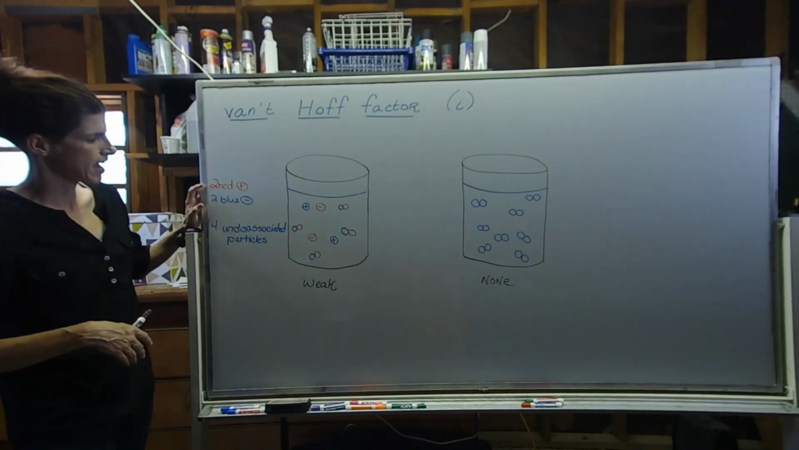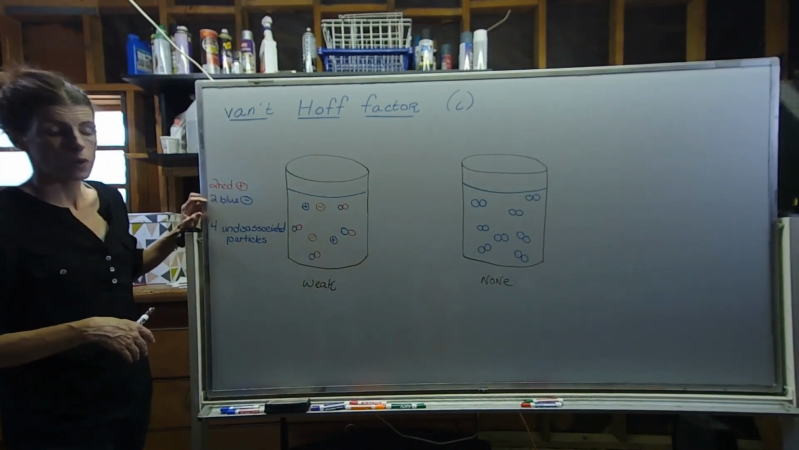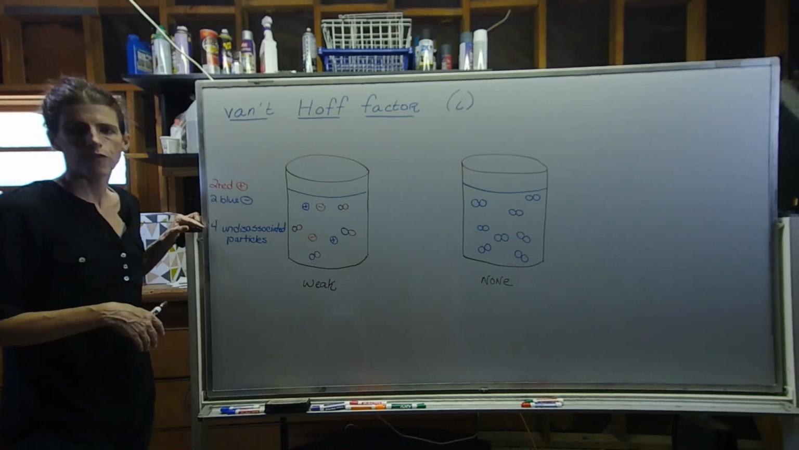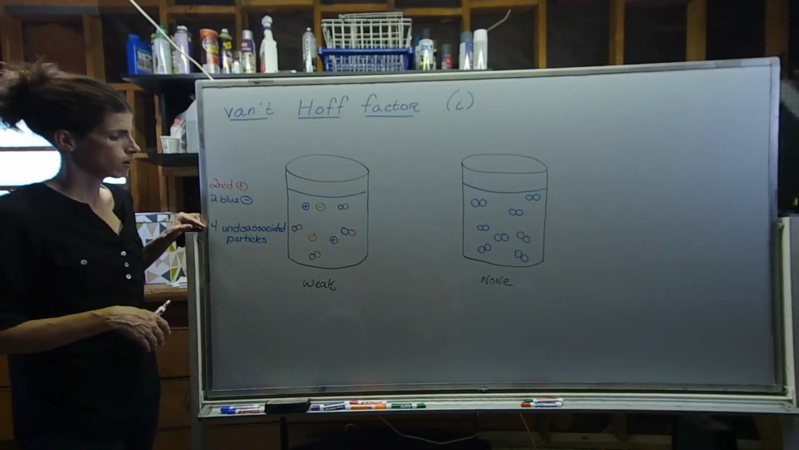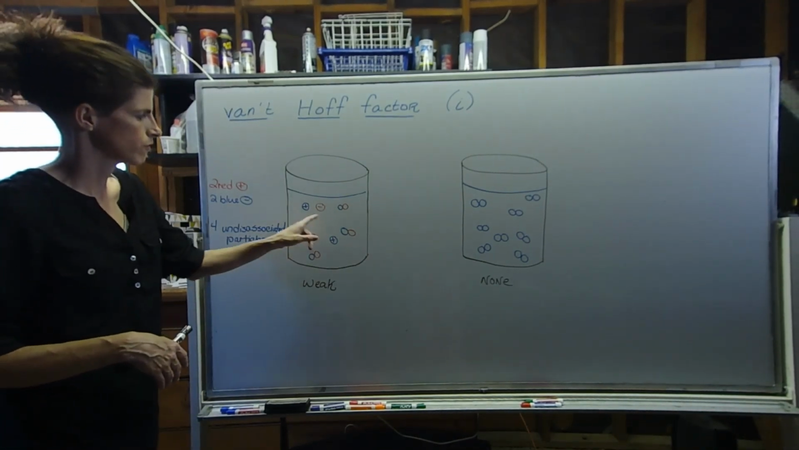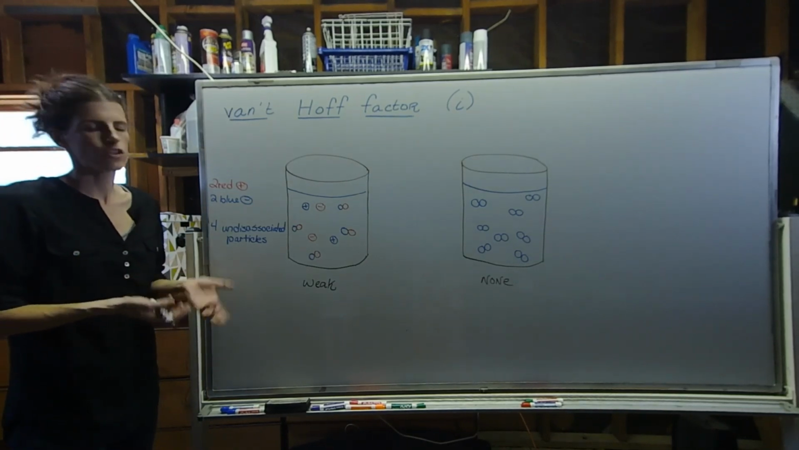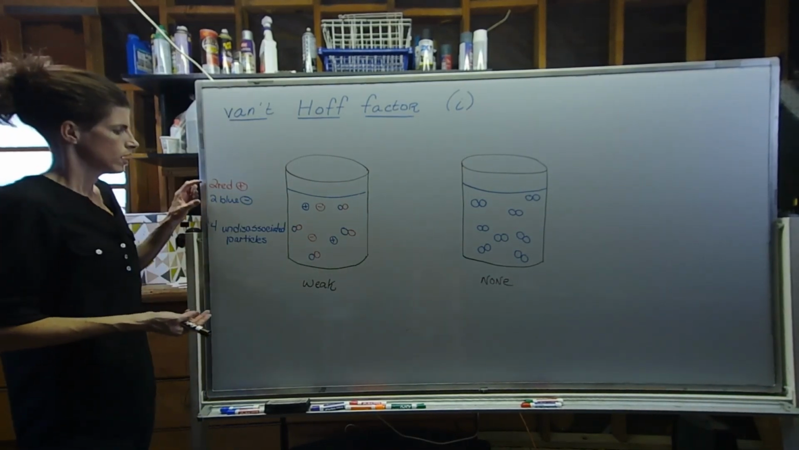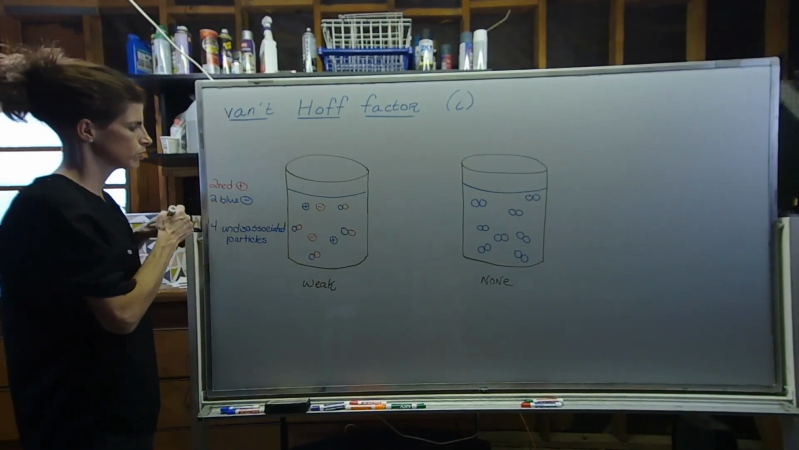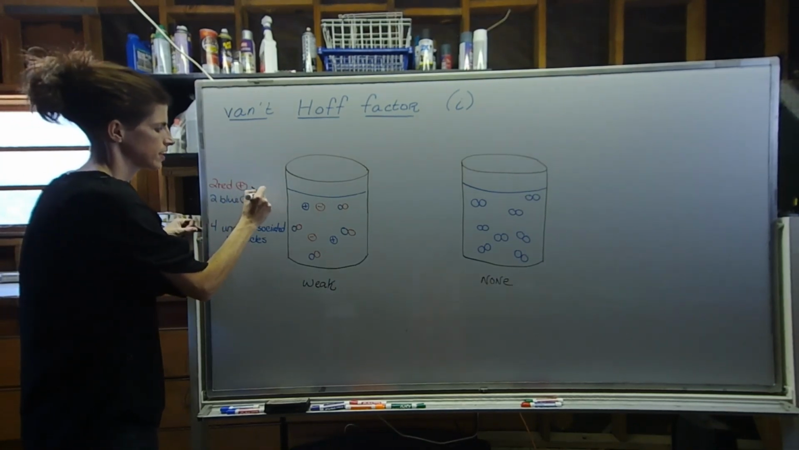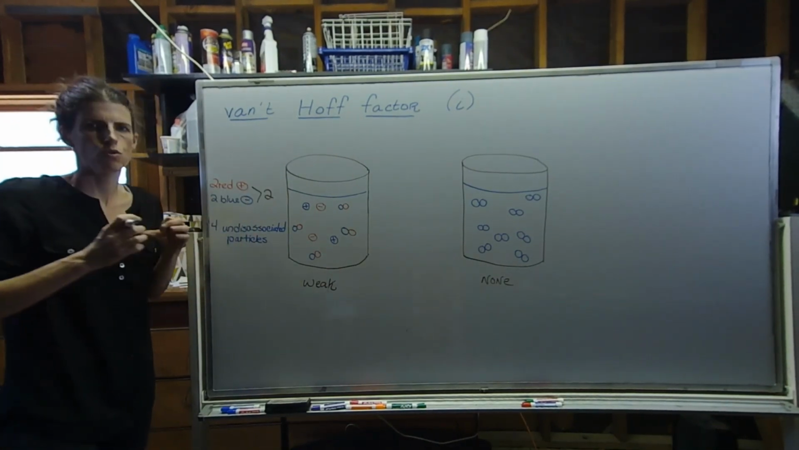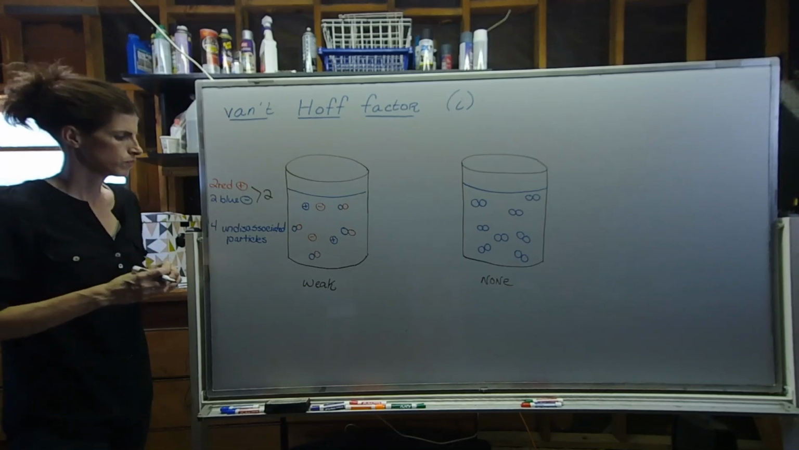So I counted up what was going on in the beakers. So we had 2 red cations and 2 blue anions. In addition, we had 4 undissociated particles. So these right here, 1, 2, 3, 4. They show me that there's a 1-to-1 ratio. And with the 2 red and the 2 blue, I'm thinking that that used to be 2 undissociated particles.